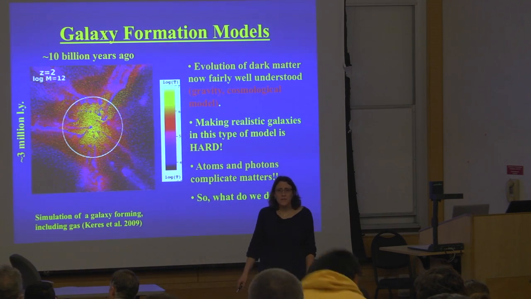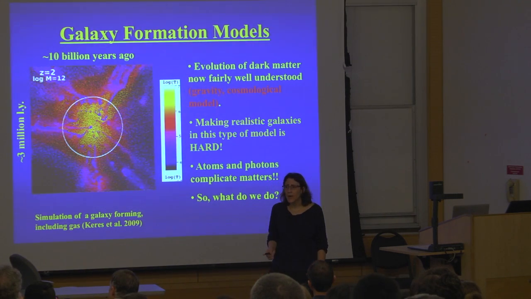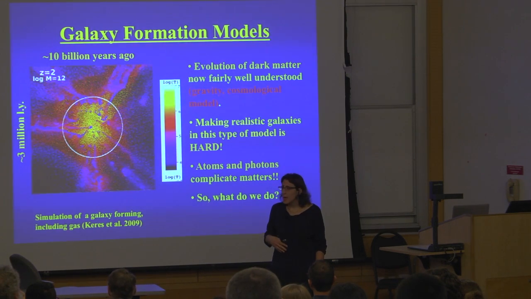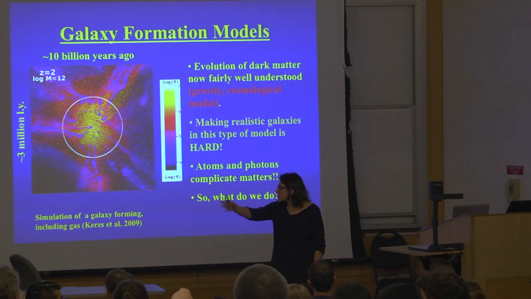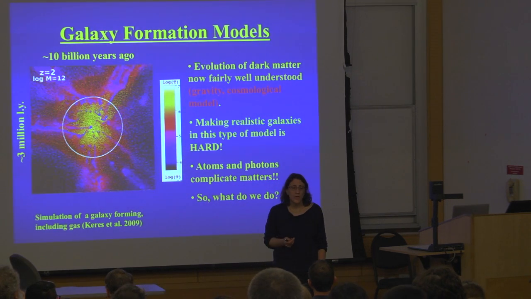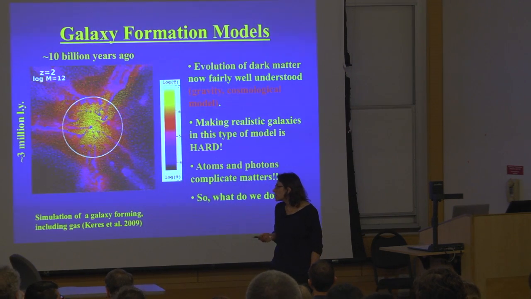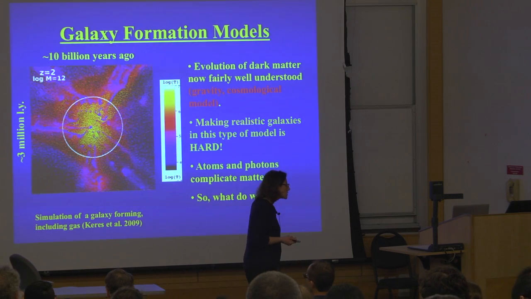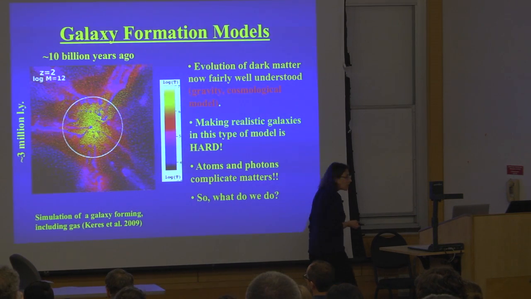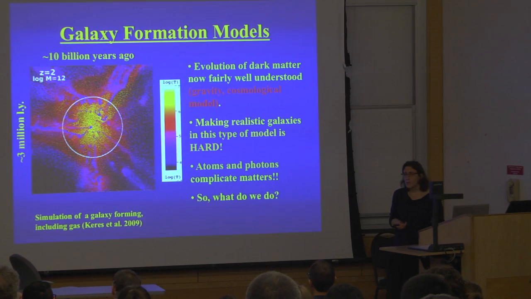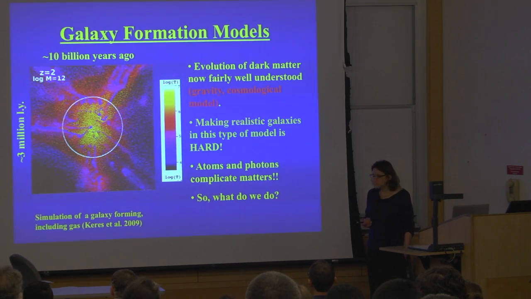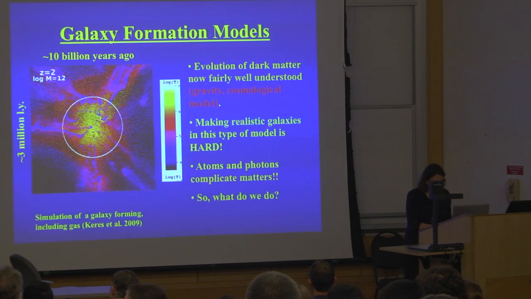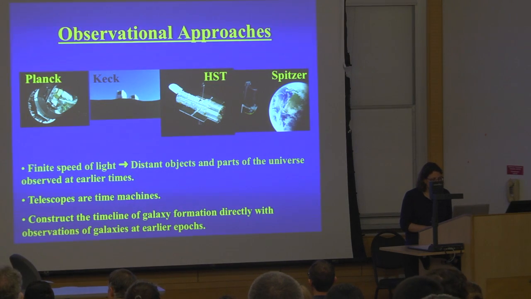But models of this type that actually try to capture all the processes related to gas and star formation and what we call feedback, where the energy from the stars and their deaths actually affects the star formation process itself, are very hard to do and very hard to describe accurately. So the question is, how do we try to address this problem of making realistic models of galaxy formation? What we're going to talk about today is one way of approaching this problem.